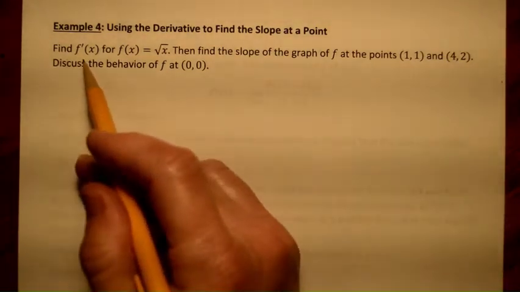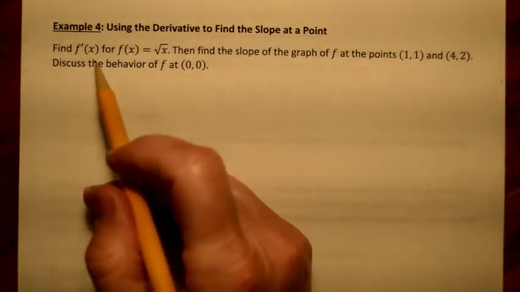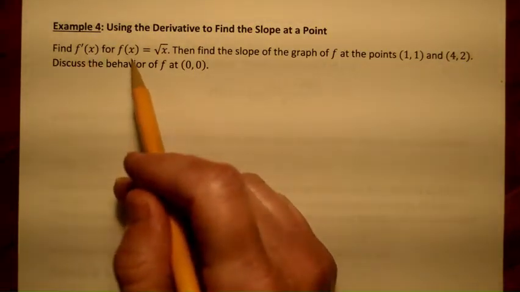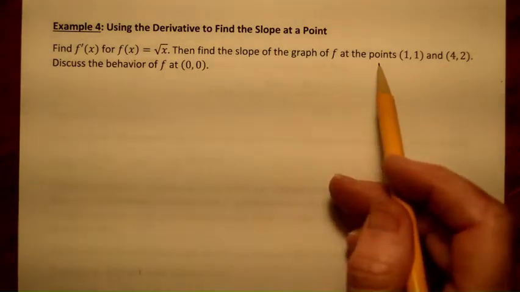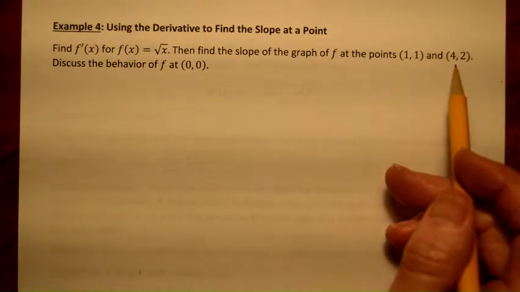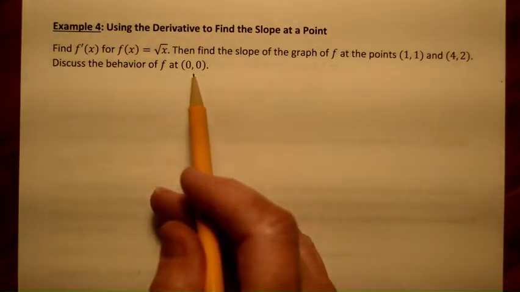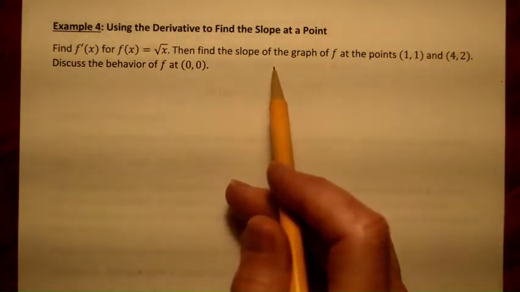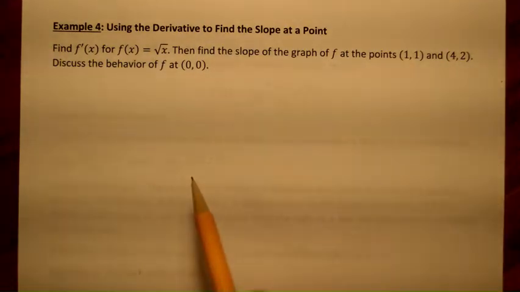So find f prime, again, that's how we read that little apostrophe looking thing, f prime, or the derivative of f for the function square root of x. Then find the slope of the graph of f at the points (1, 1) and (4, 2), and discuss the behavior of f at (0, 0). So again, when we say find the slope of the graph of f, we're really saying find the slope of the tangent line to the graph at these 2 points.